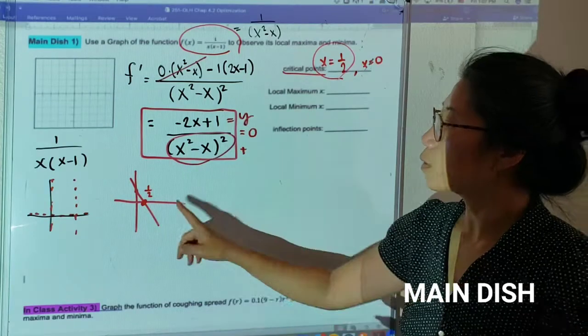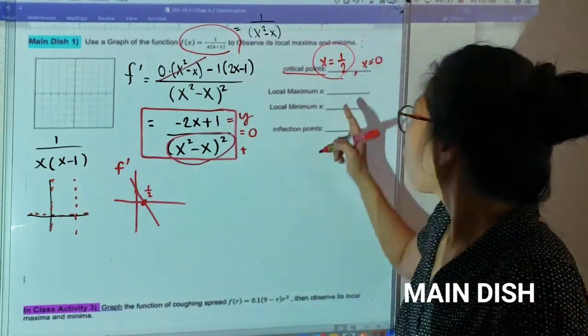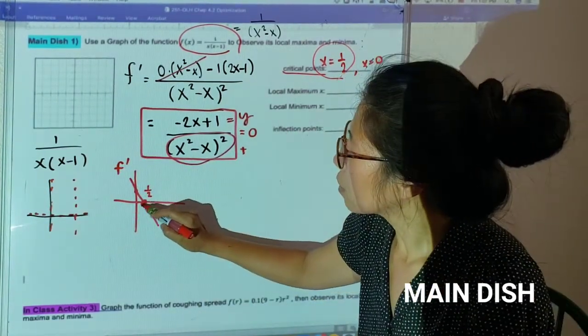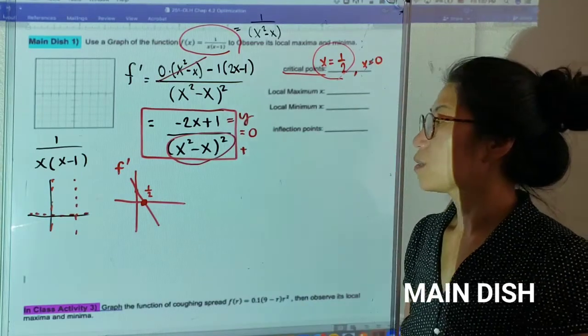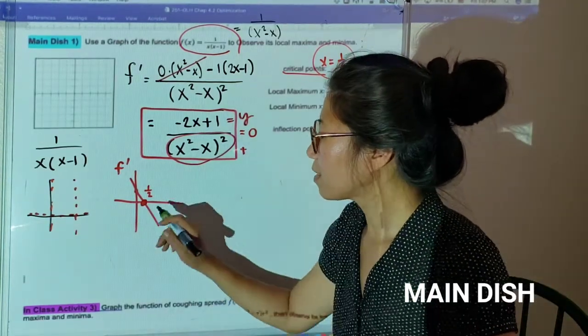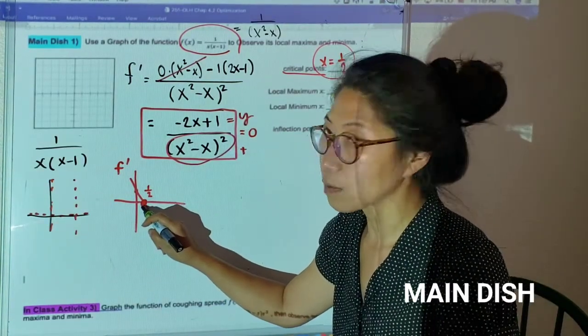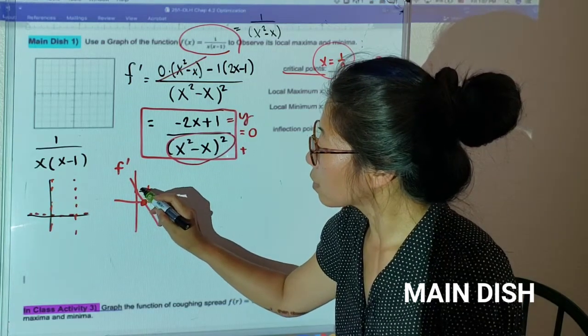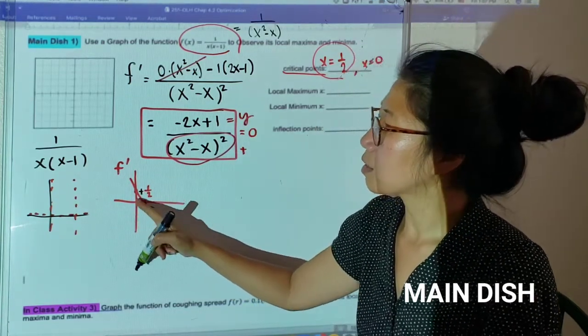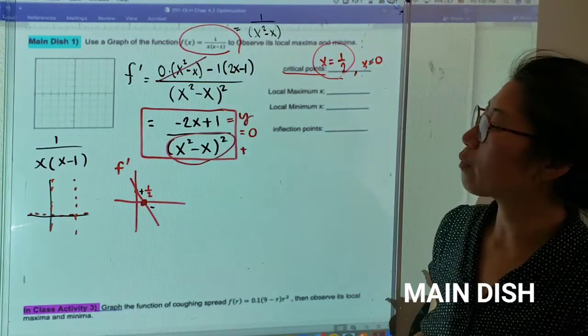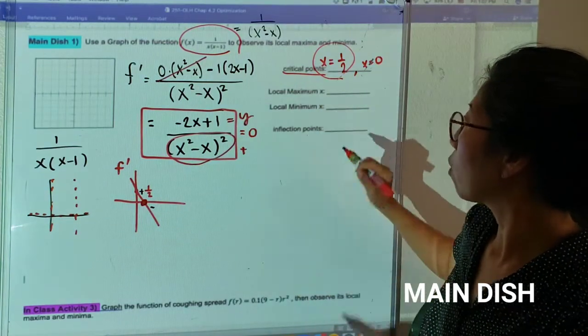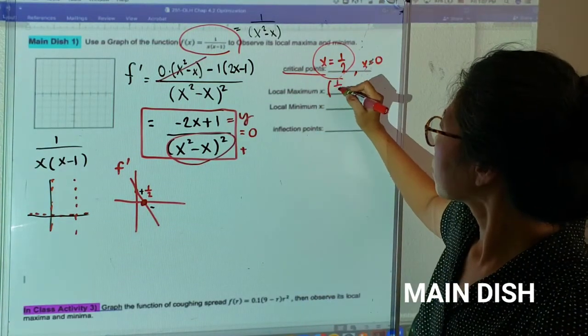So from the first derivative graph at 1 over 2, does this critical point represent a local maximum or minimum, class? That's going to be a local maximum. Do you see why? Increasing and decreasing, right? Increasing, decreasing of your original function. So that's going to be a local maximum.